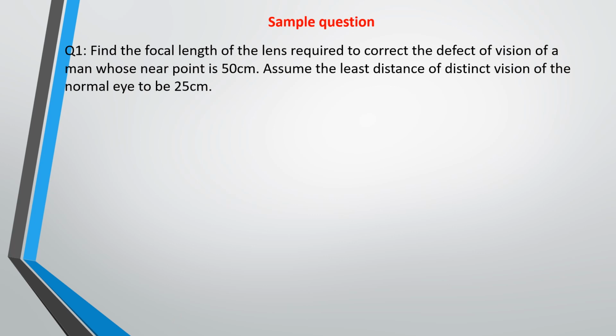Okay, so for this particular question, the object distance is equal to the distance of least vision, which is 25 centimeters. Then the image distance is the near point of the man, and that is 50 centimeters. Images formed by the eye are virtual, so the image distance is negative. So we are asked to find the focal length.